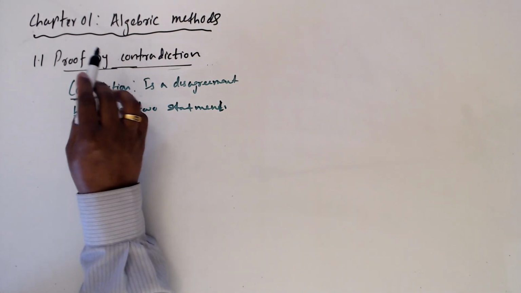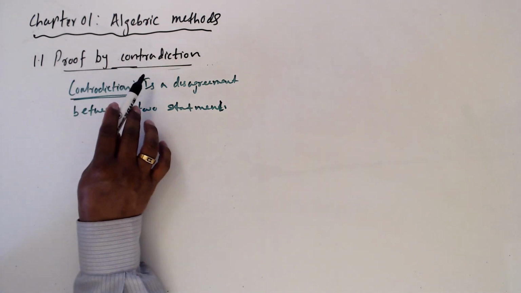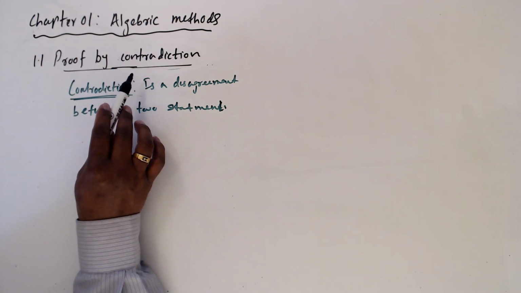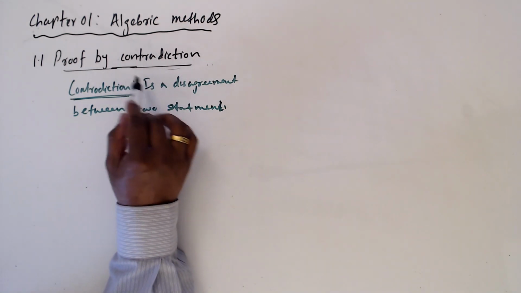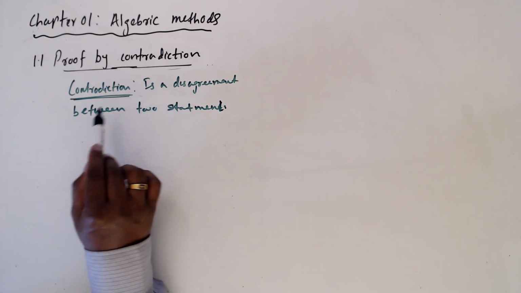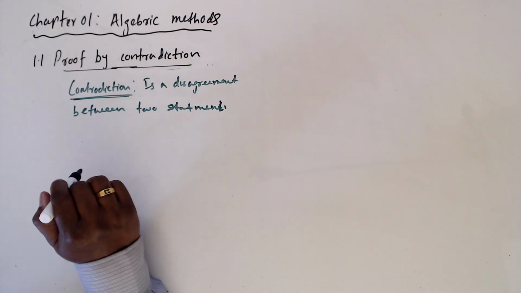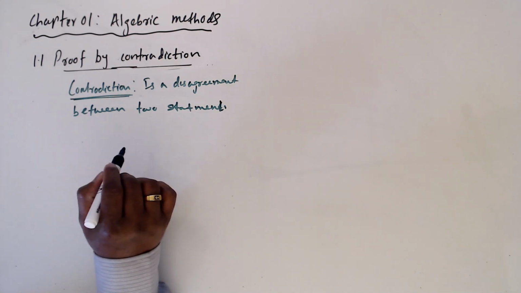Chapter 1, Algebraic Methods, Section 1: Proof by Contradiction. We are going to prove mathematical statements by using contradiction techniques. Contradiction is a disagreement between two statements. We'll work with an example and get an idea.